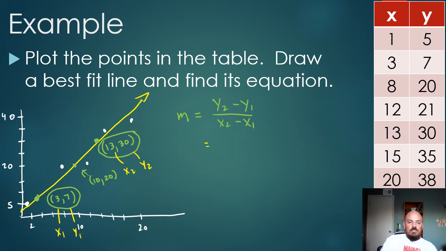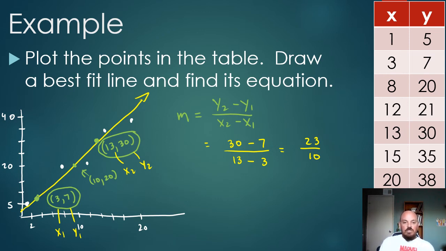So what I have for my slope is y2, which would be 30, minus y1, which is 7, over x2, which is 13, minus x1, which is 3. So what I get is 30 minus 7 is 23, 13 minus 3 is 10. That's my slope. It doesn't reduce. 23 and 10 don't have any numbers you can divide them by. Remember, we don't really like slope as a decimal, so leave it as a fraction. I'm going to say that my slope is 23 over 10.